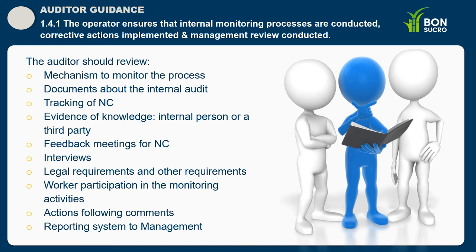So the auditor, to audit this indicator, needs to be clear that there is a mechanism to monitor the process. That can be internal audits, but it can also be other mechanisms to monitor the process. Documents about the internal audit, tracking of the NCs, of course, evidence of knowledge, who is the person who makes that analysis, that gap analysis or internal audit, feedback meetings for the NCs identified, root causes to identify those NCs, interviews, legal requirements and other requirements, worker participation in the monitoring, action following comments, and the reporting system to management to be sure that the management review is done.